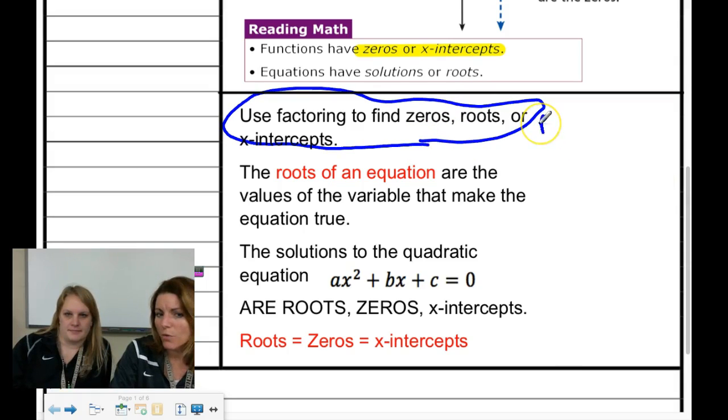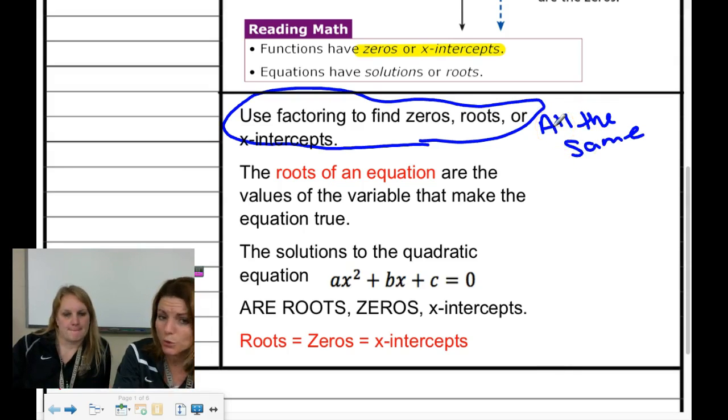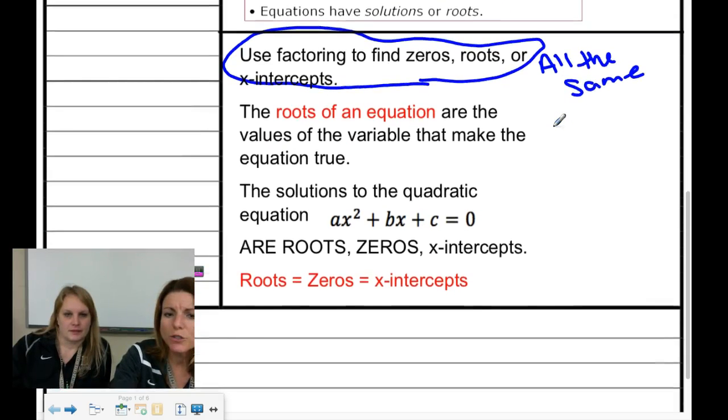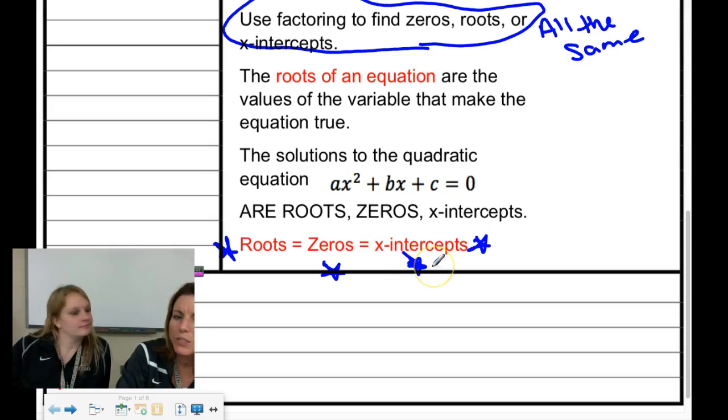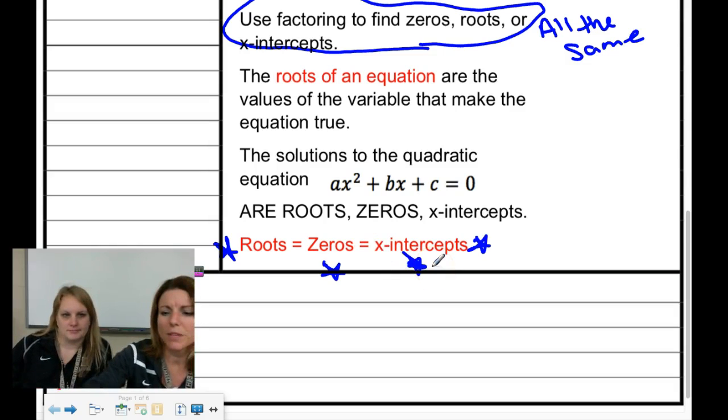And even down below, if you keep going, I'll let Miss Boyd write that. The roots of an equation are the values of the variable that make the equation true. So the solutions to the quadratic equation, here's the quadratic equation, they are roots, zeros, x-intercepts. And notice we wrote roots equals zeros equals x-intercepts. Don't forget that, because we're going to use it interchangeably. They mean all the same thing.